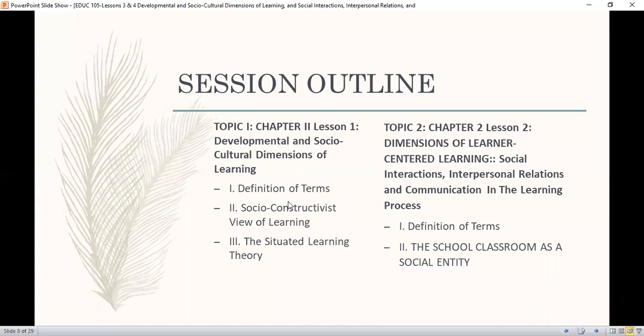For topic number 2, which is part of our session today, it is entitled Social Interactions, Interpersonal Relations, and Communication in the Learning Process. Just use a small letter I and small letter T for in the, okay, correction on that slide. And of course, we're going to define terms and to discuss about the school classroom as a social entity. So how are we going to make our class focusing or an imitation of the society in which your learners could socialize?